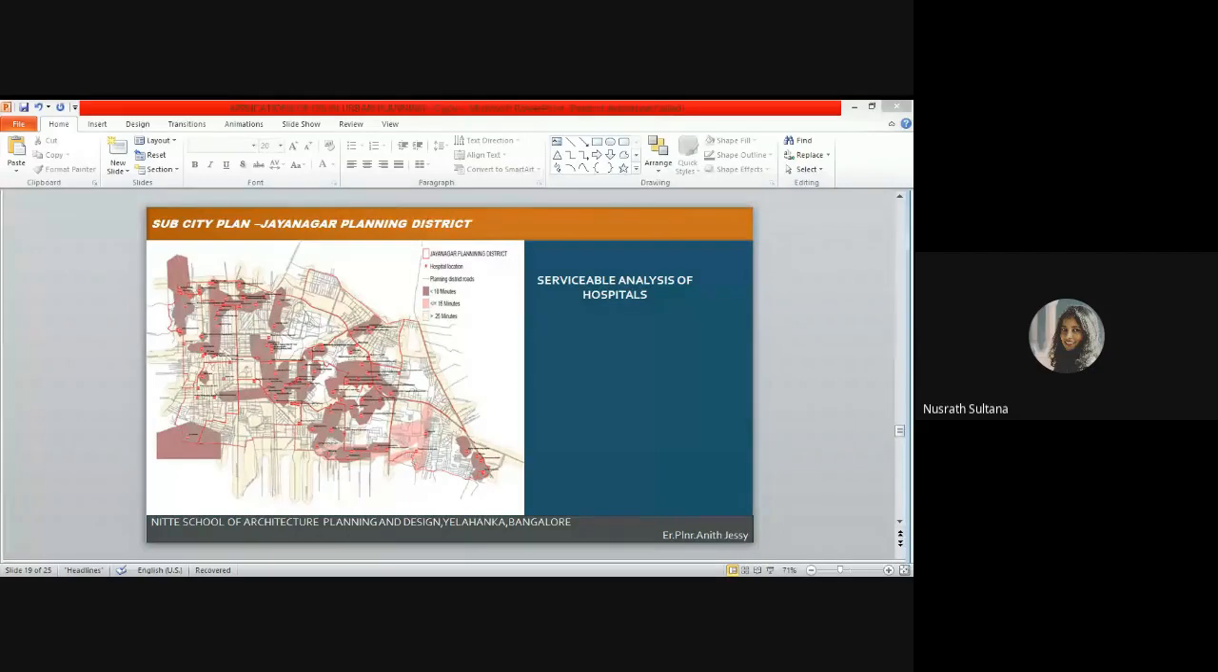So the network analysis which was done by Akshata considered only the walkability distance. Looking at the scenario in this district, she took the walkability distance into consideration for that. So that's how it happened.